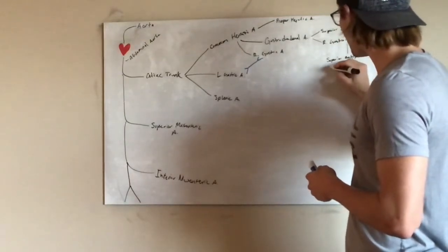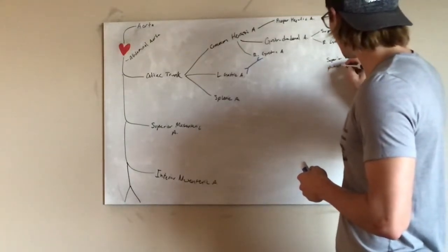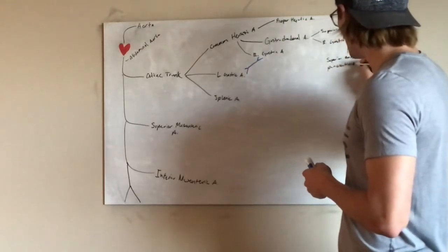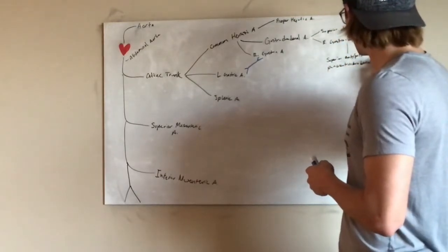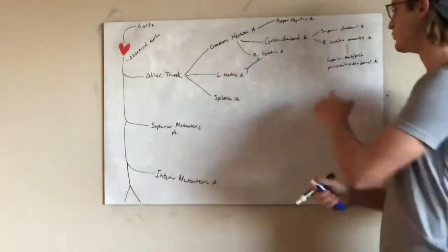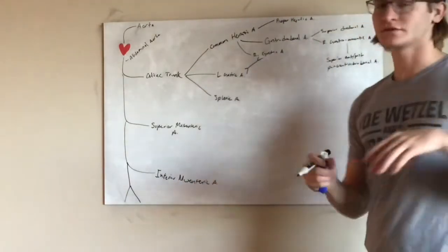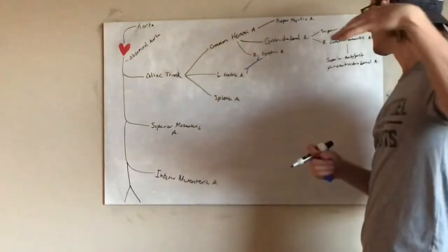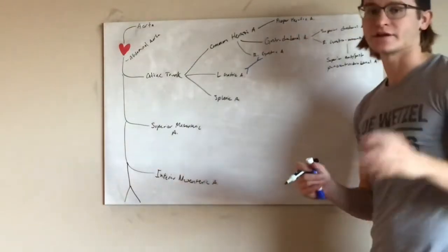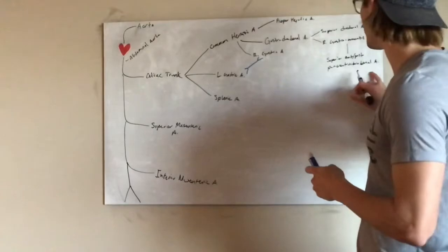Posterior pancreaticoduodenal artery. So once again, if you break down this word, pancreatico, so pancreas, duodenal, so it's above the duodenum, and it's on the pancreas kind of, so superior pancreaticoduodenal artery.